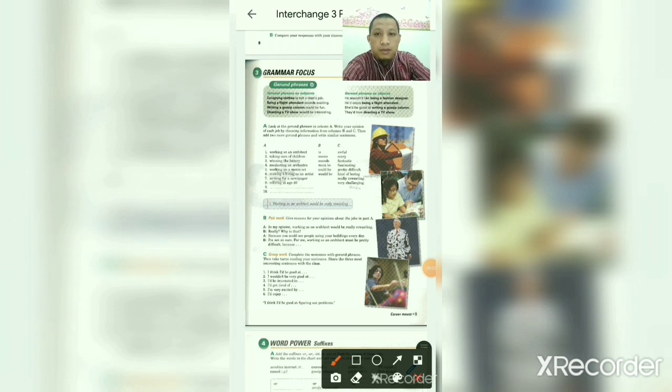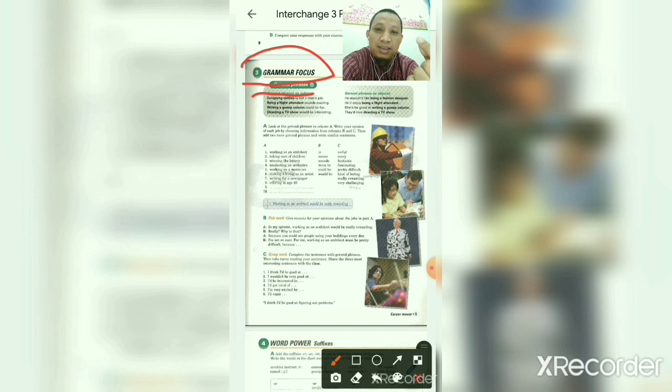Okay, next, our topic is grammar focus. We focus on grammar. The topic is gerund phrases. Everyone, do you know what gerund phrases are? As mentioned in this book, a gerund phrase is a phrase that contains a gerund. Let's break it down to get a better understanding, one by one. As I said before, a gerund phrase is a phrase that contains a gerund.